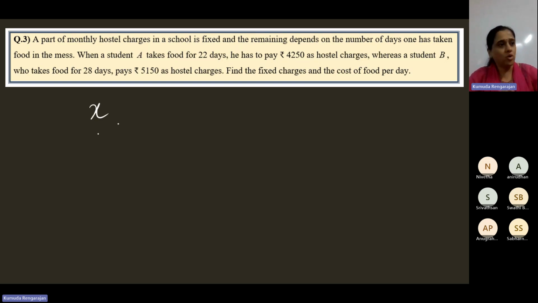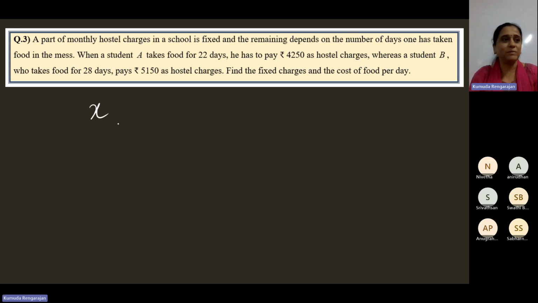Now, if you don't use the mess at all, okay, so you have an induction stove. So, you cook your meals. You're very health conscious. You don't want to eat in the mess. So, you make your own food. You're not using the mess, so you will not have the remaining cost, which depends on the number of days you've taken food in the mess. Then it will be only X because you're using the hostel, but you're not using the mess.